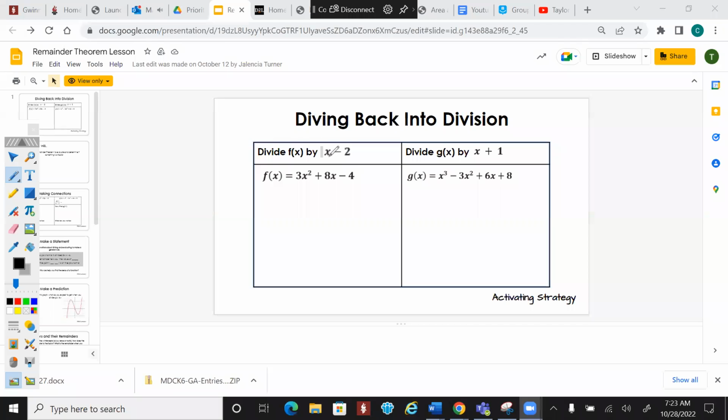We're going to divide this by x minus 2. So really quick, we're going to do this through synthetic division. That means we're going to switch the sign, list out our coefficients, bring down our first term, multiply, add, multiply, add. So this is going to give us 3x plus 14 plus 24 divided by x minus 2.